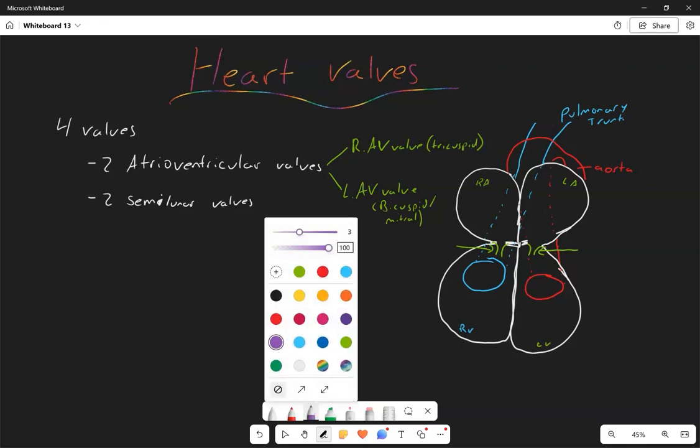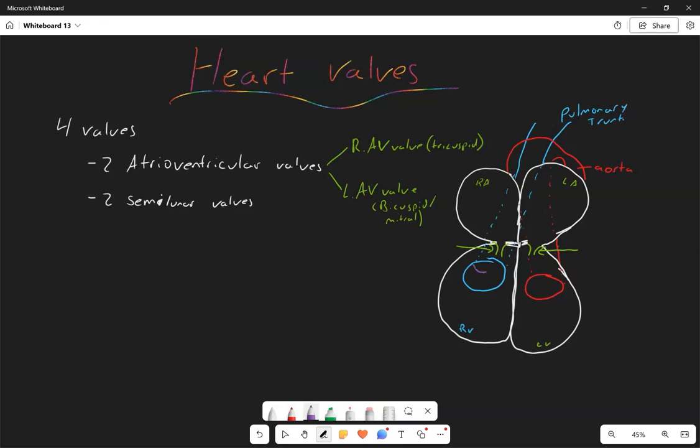Then, and let's do purple, we have a valve like this, something like that, that separates the ventricles from the major vessels. So you have the right semilunar valve, which separates the right ventricle from the pulmonary trunk. This is known as the pulmonary valve. And then you have the valve that separates the left ventricle from its major vessel, which is the aorta, and this is known as the aortic valve.